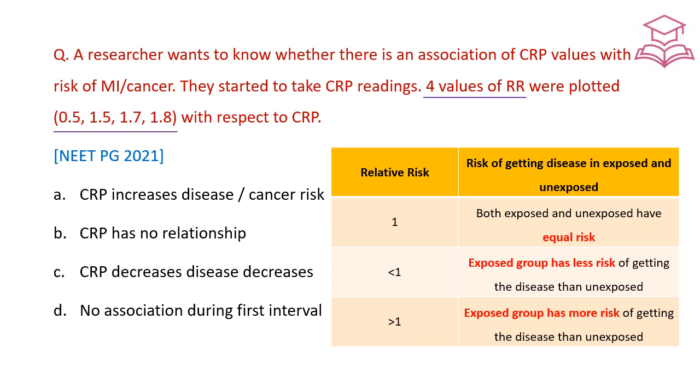Relative risk equal to 1, both exposed and unexposed have equal risk of getting the disease. If relative risk is less than 1, the exposed group has less risk of getting the disease when compared to non-exposed. And if relative risk is more than 1, the exposed group has more risk of getting the disease than the unexposed. So here we can see that 3 values are above 1. That means the exposed group has more risk of getting the disease. That is, the CRP increases disease or cancer risk.